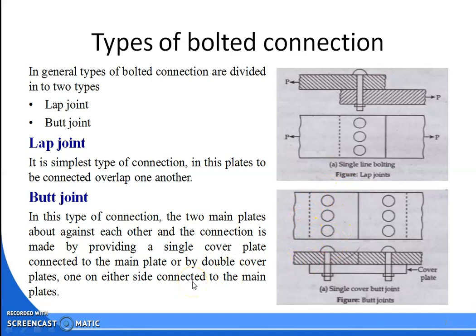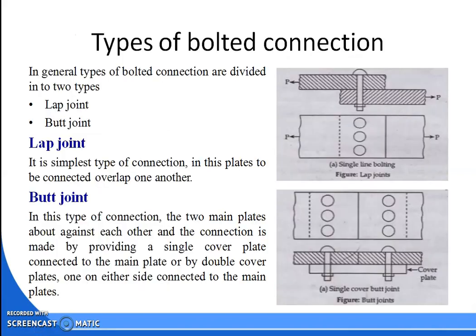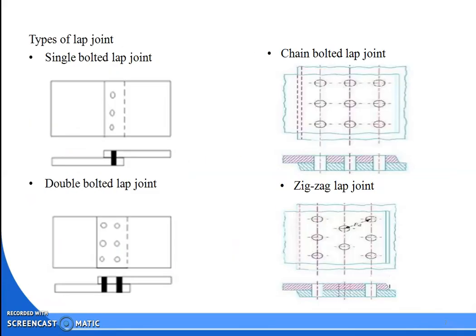So next one is your types of lap joint. Your lap joint is classified into 4 types. So first one is your single bolted lap joint. That means your joints or your bolting are provided in a single column. Here it is indicated that the bolting is in a single bolted lap joint. The two plates are jointed by a single bolted lap joint.